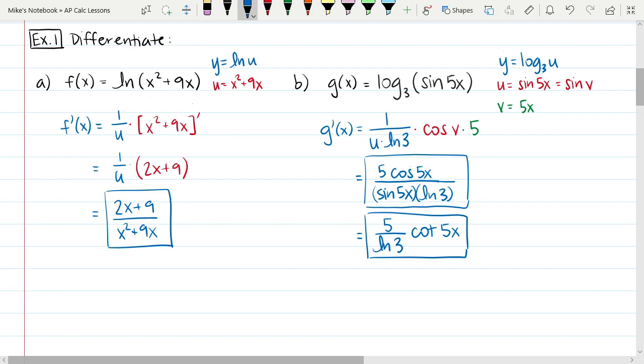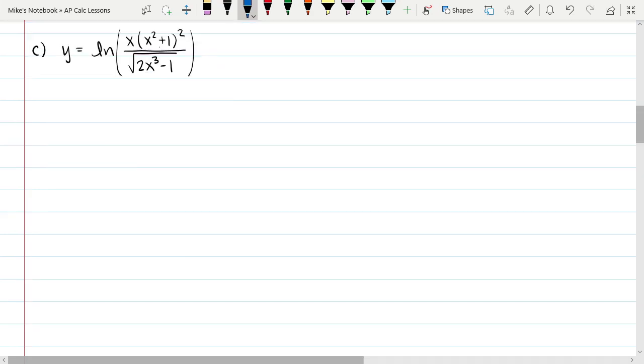Let's take a look at one more example here. All right, so this time we have y equals the natural log of x times x squared plus 1 quantity squared all over the square root of 2x cubed minus 1. Okay, whoa, let's pump the brakes here a little bit.